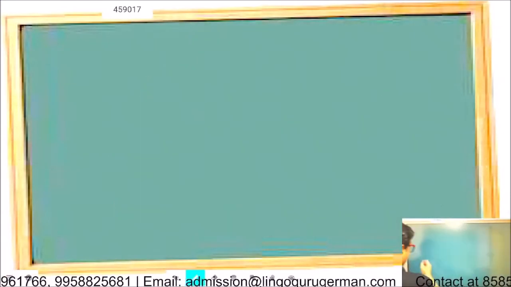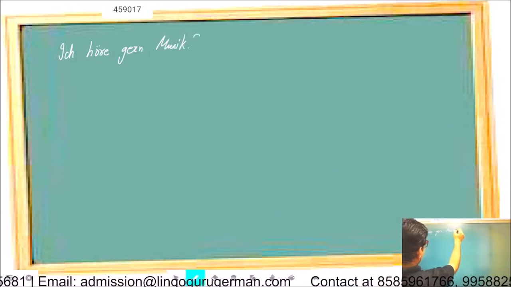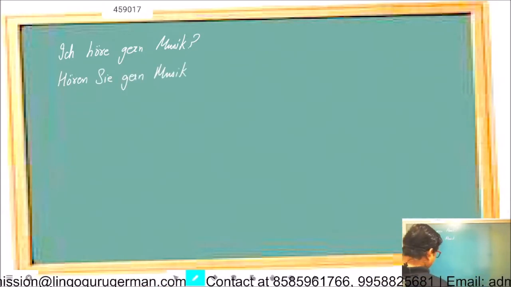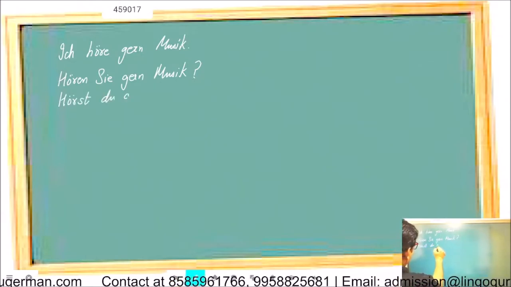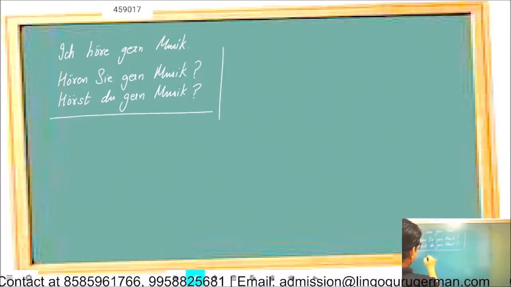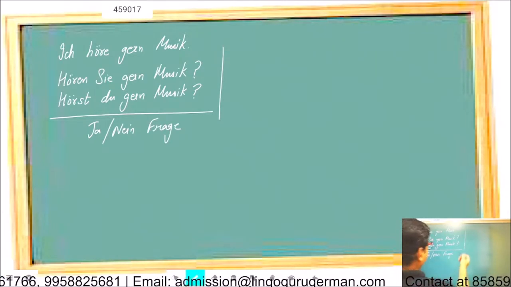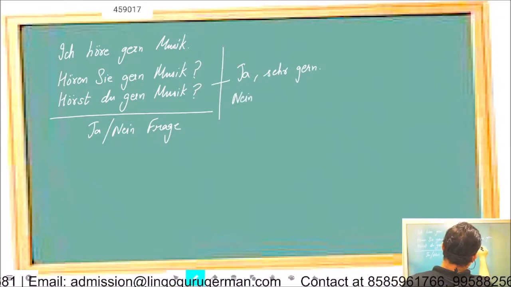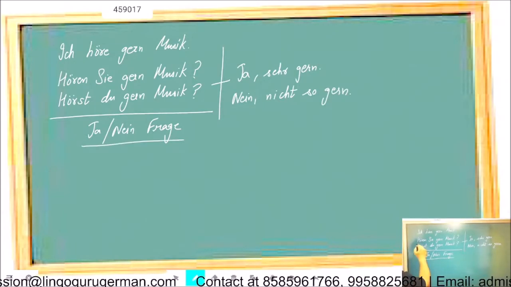Now, when we ask a question, let's say, ich höre gern Musik. I'm asking now, hören Sie gern Musik? Ideally, this question mark is not required. Hören Sie gern Musik? Or, hörst du gern Musik? This category is called Ja, Nein, Frage, when such questions are only answered in yes or no. So the answer will definitely be Ja, sehr gern. Yes, very much. Or Nein, nicht so gern. No, not so much.